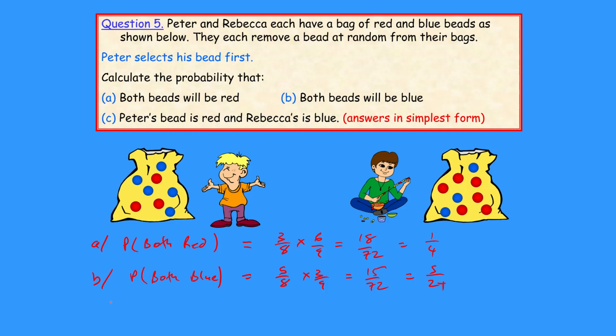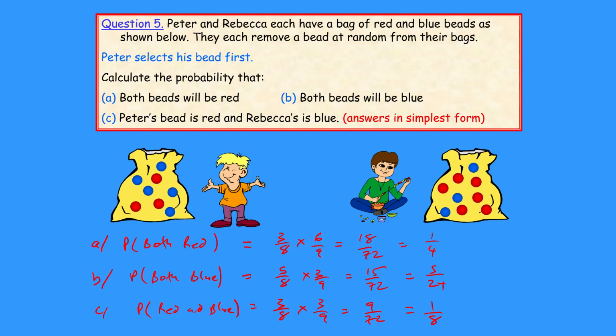And for C, got a probability of red and blue. The probability of red is 3 out of 8 from Peter's bag, and the probability of blue from Rebecca's bag is 3 out of 9. Work that out, get 9 out of 72, and 9 goes into 72 8 times.